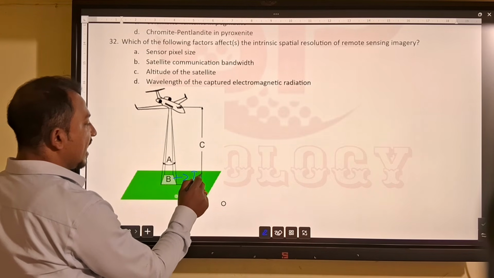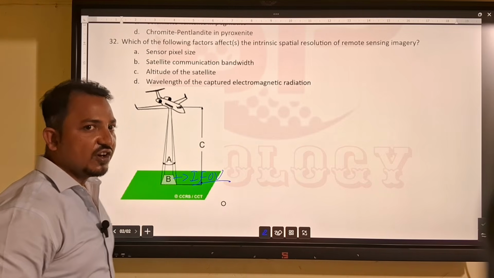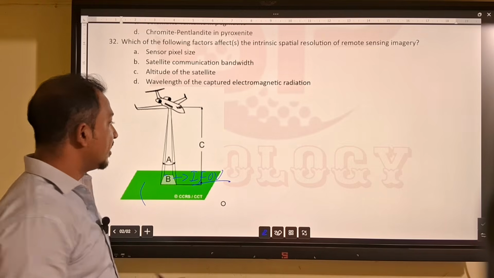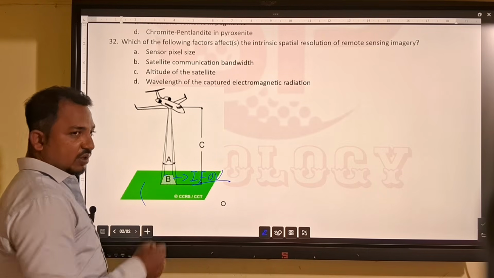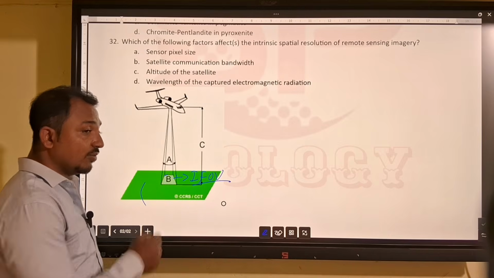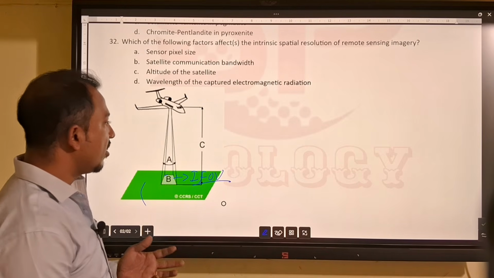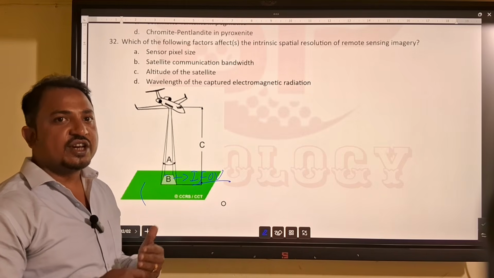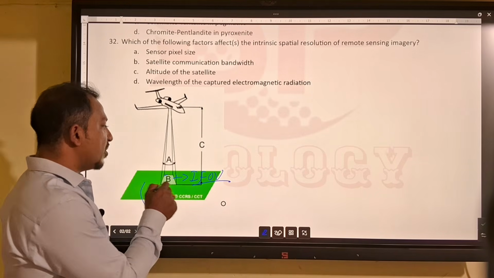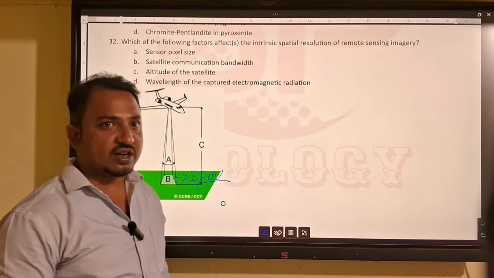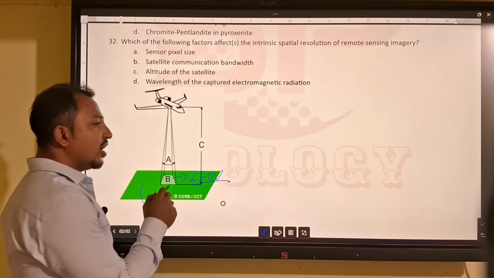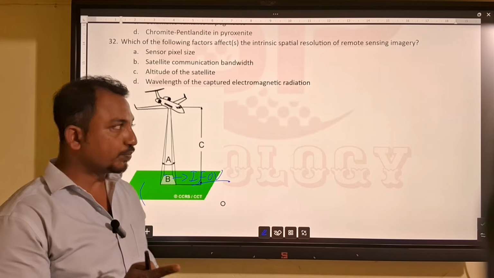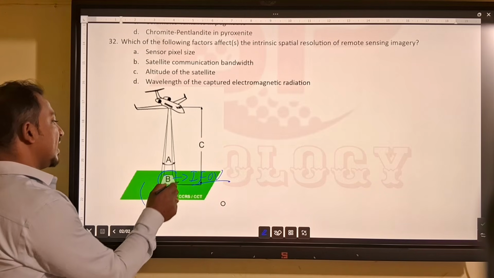This is called IFOV, instantaneous field of view. That is called a pixel. So any object that is larger than the IFOV can be easily studied, or can be studied in detail. Any object that is smaller than the IFOV cannot be studied in detail, or any objects within the IFOV cannot be distinguished. So that's why this also matters.